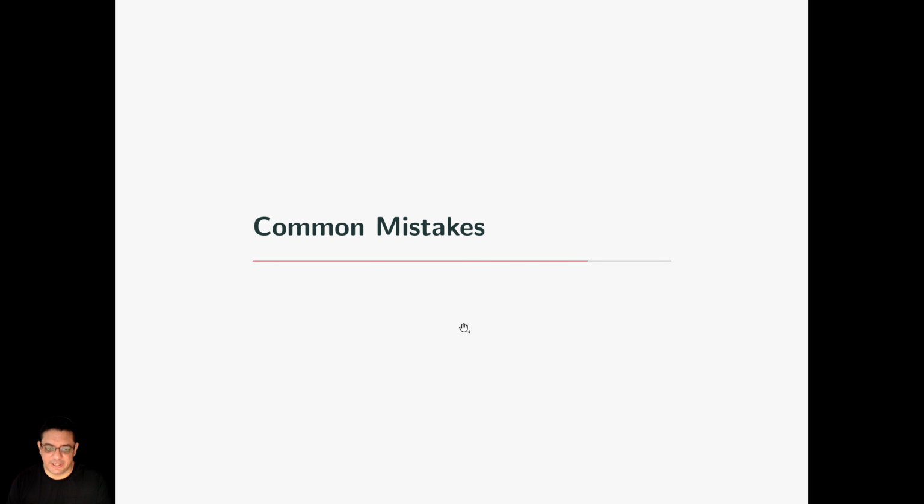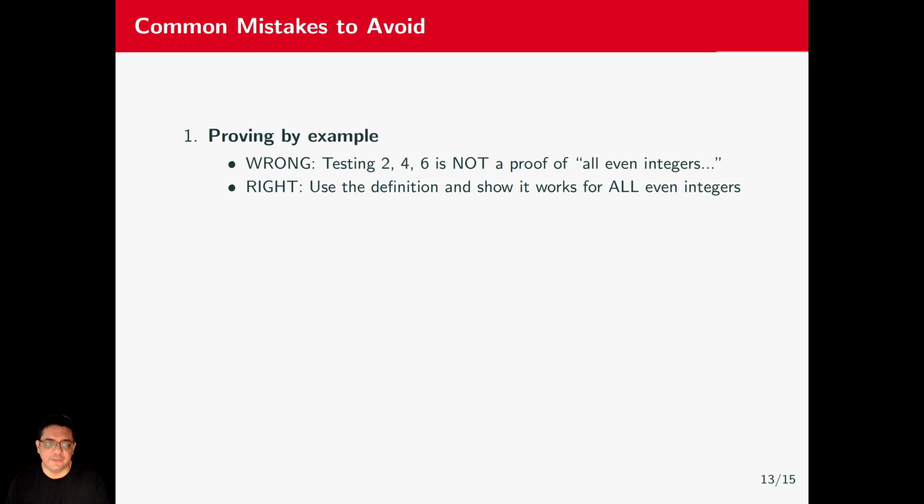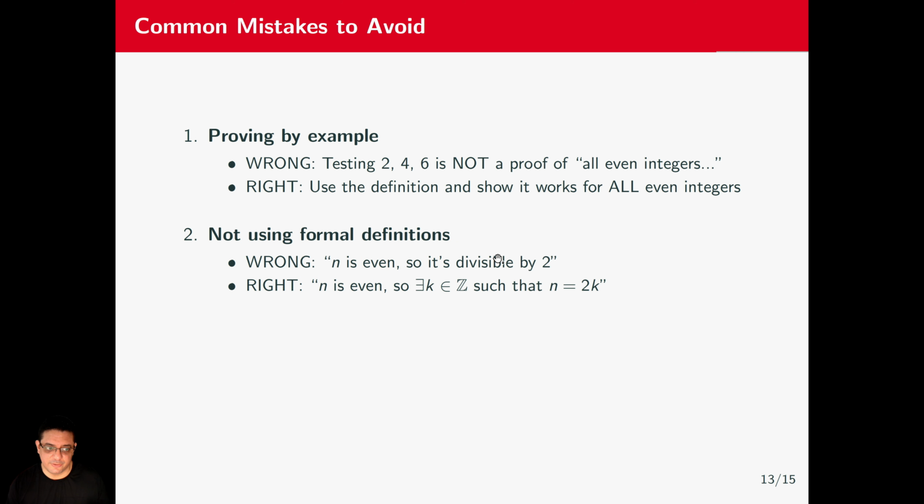Now let's talk about common mistakes. The first thing is proving by example. In particular, when you're doing universal statements, testing is not going to be a proof of something that says all even integers do this. The right way to do it is to use the definition and show that it works for all even integers. You gotta be careful also with not using the formal definition. For example, if I say n is even, so it's divisible by 2, this is not good. We need to write mathematically. We say if n is even, then there exists a k that belongs to Z such that n equals 2k.